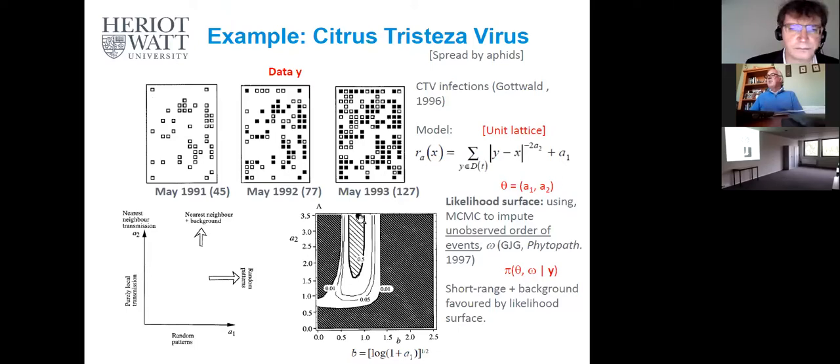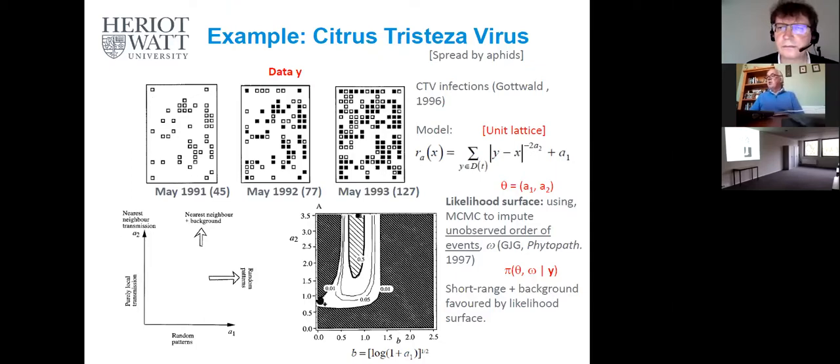But the take-home message is that when I maximize this likelihood, you find that the most likely model is one where A2 is very high. So we have something that's starting to look like a nearest neighbor interaction here. And A1, well, I've transformed A1, but A1 is non-zero. So the most likely model is one where you have a very short range secondary infection and some kind of background infection process going on.